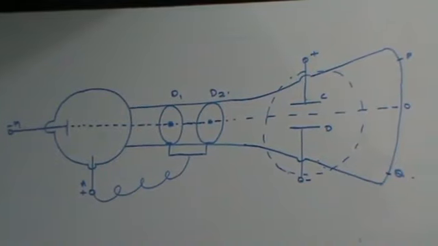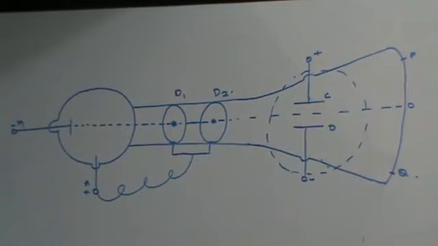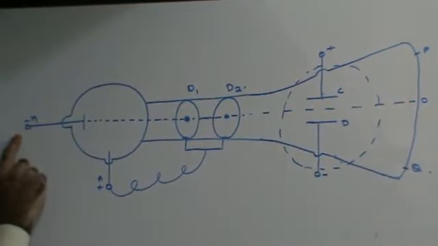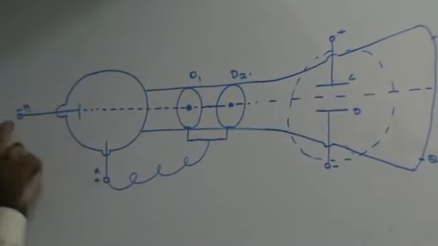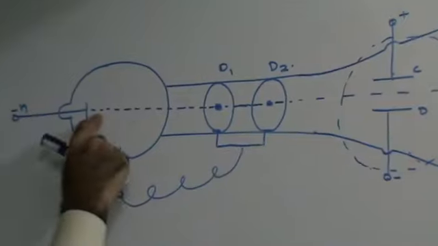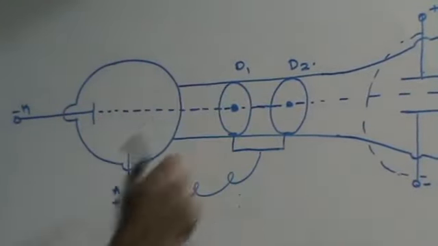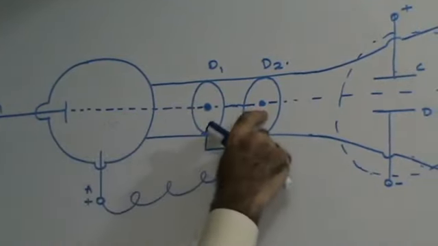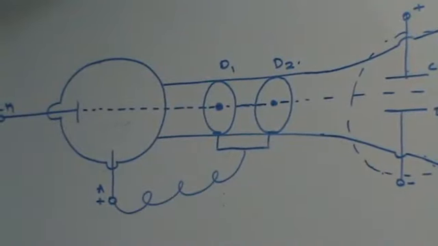This is how your oscilloscope, or this is how your discharge tube is. Here you have a cathode which is given extreme high negative voltage. You have anode here. Now because of extreme high negative voltage, you have a stream of electrons given out from here. These stream of electrons are passed through two plates, which have a small hole in the center, so that you can have an extremely thin stream of electrons.